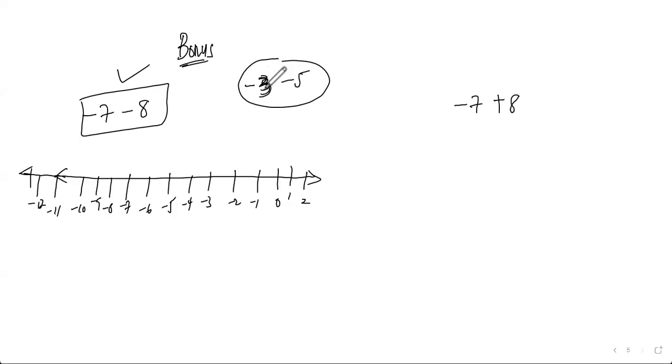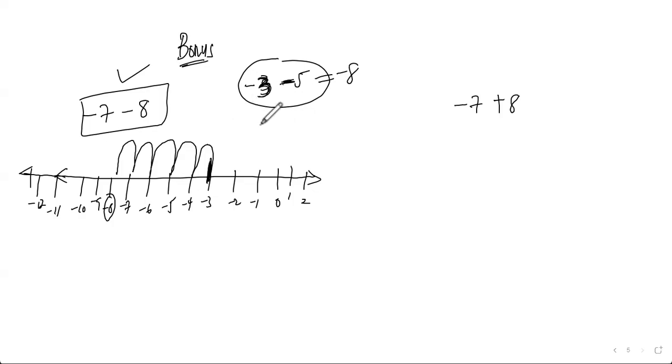So when you say -3, -5, you start off with negative. This is -3. So -5 means you're moving 5 behind, right? So let's go 1, 2, 3, 4, 5. So that gives us -8. So -3, -5 gives us -8.